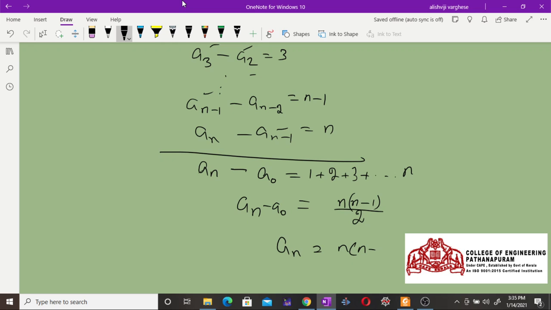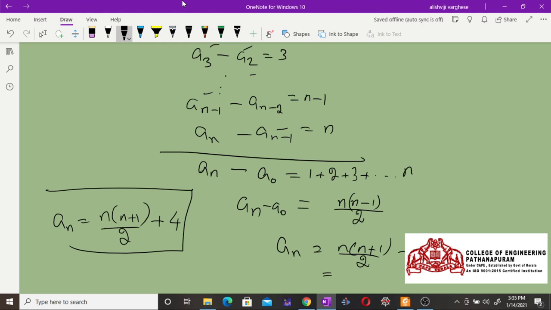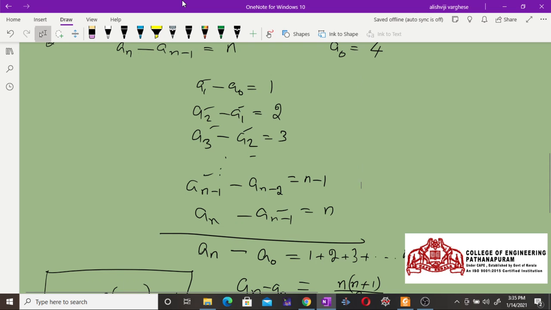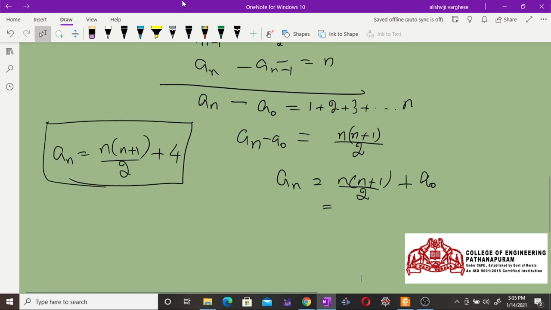equal to n into n plus 1 divided by 2, minus of minus, that is plus a_0. And we have the initial condition as a_0 is equal to 4. So the value of a_n is equal to n into n plus 1 divided by 2 plus the initial condition 4. So that's the solution of our recurrence relation, which gives a_n minus a_(n-1) is equal to n, with a_0 equal to 4.